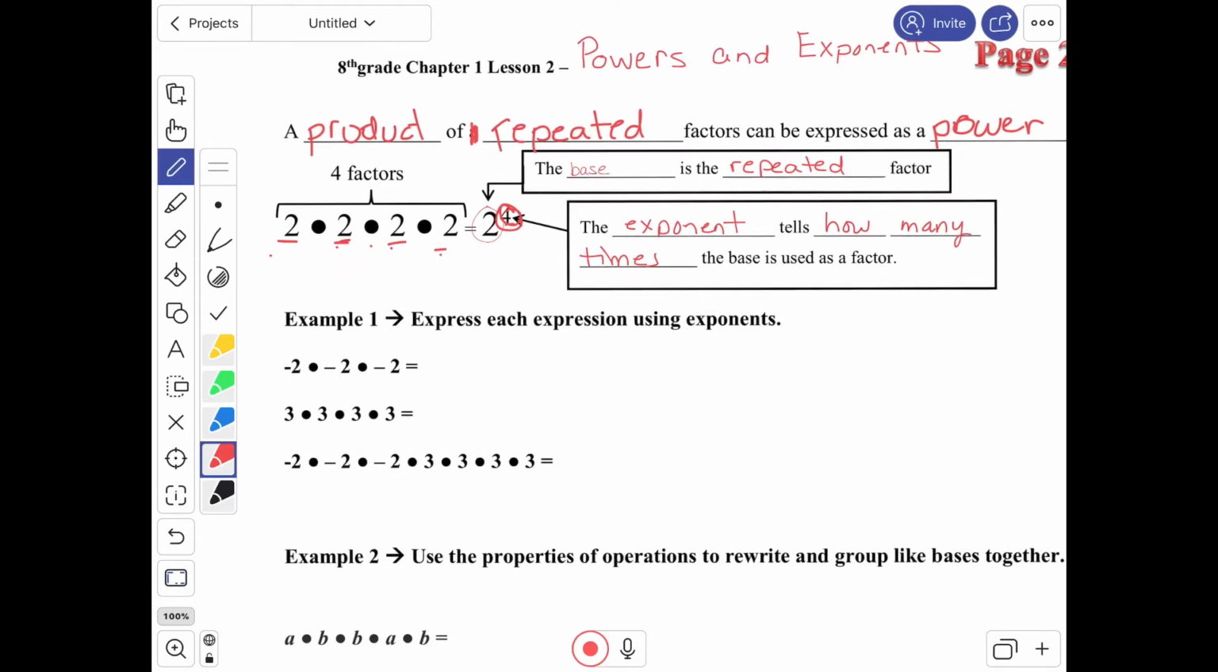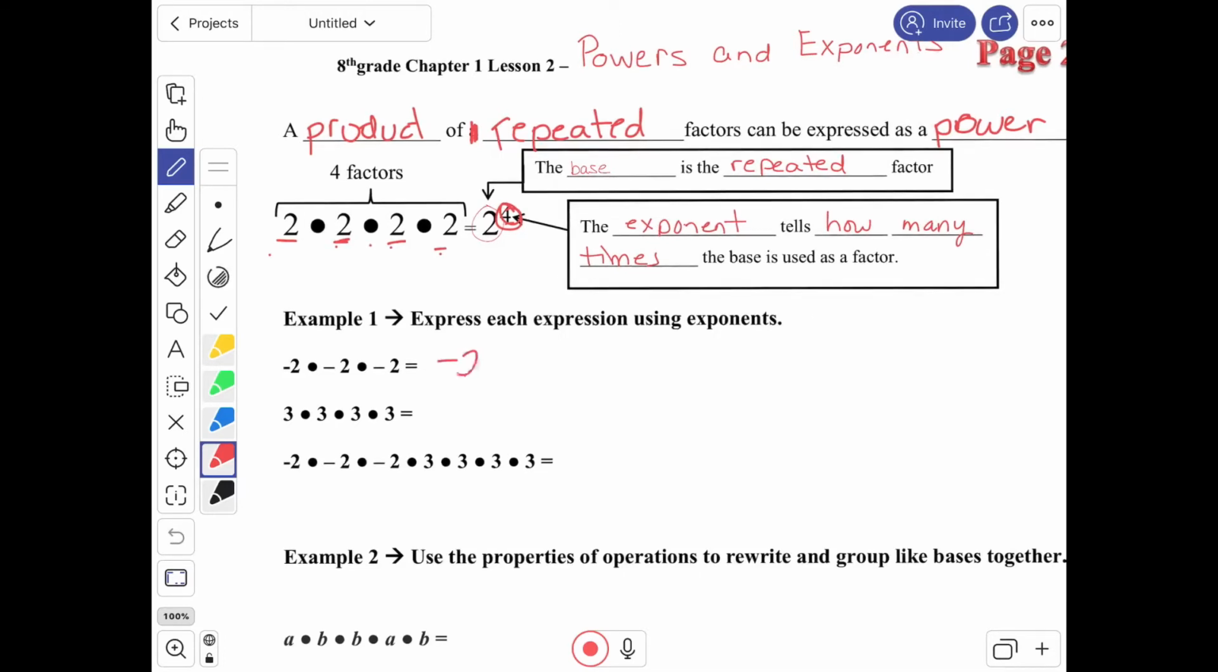So let's practice writing exponents. We have -2 times -2 times -2. So that would be -2 as the base. And usually we put that in parentheses so that you know the negative goes with that 2. And it happened 3 times, so the exponent is 3. Next we have 3 times 3 times 3 times 3. 4 threes. So 3 is the base, and it happened 4 times, so the exponent is 4.